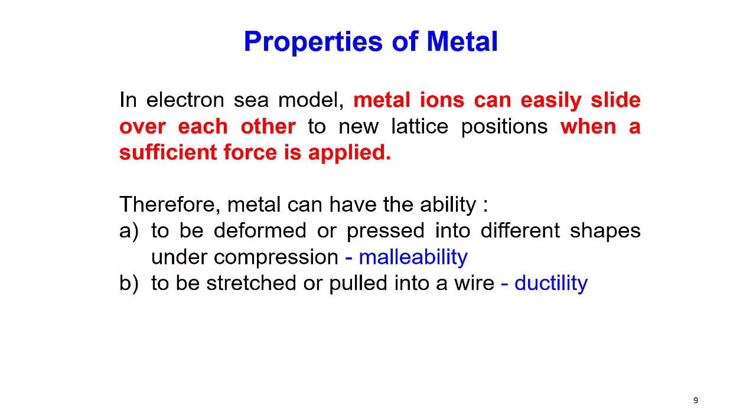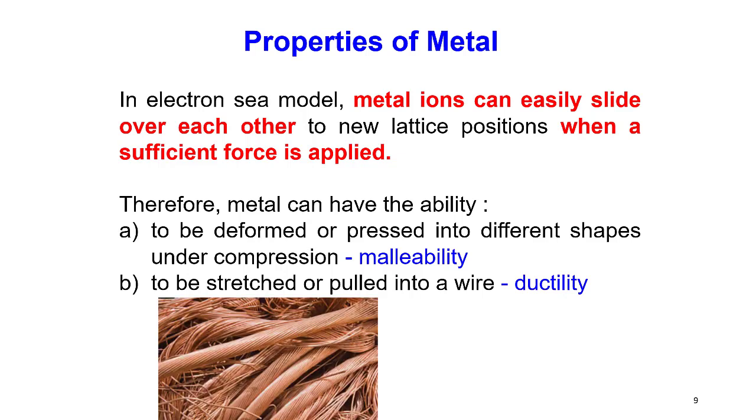Metal also can be stretched or pulled into a wire. This property is called ductility. Examples of metal used as wire are copper, aluminium, and iron.